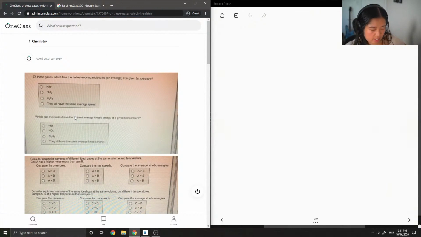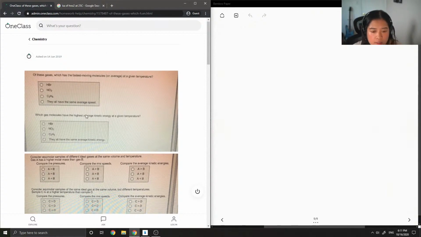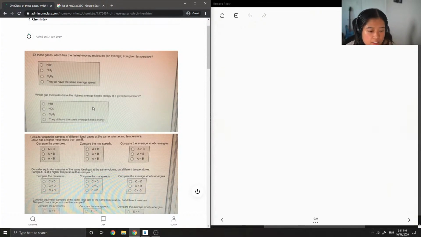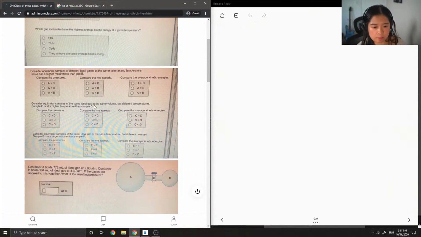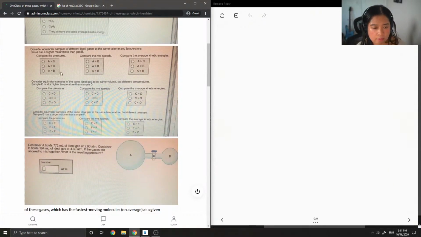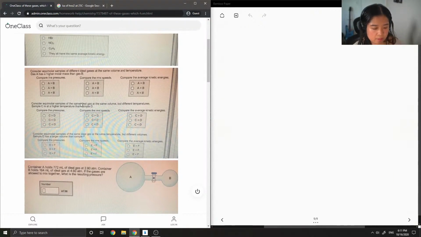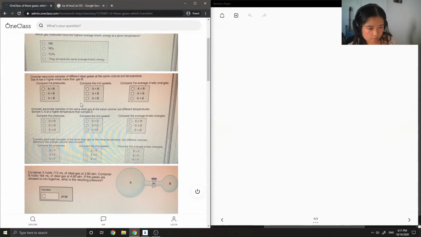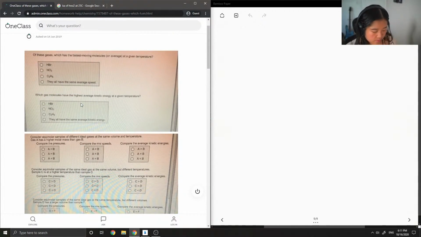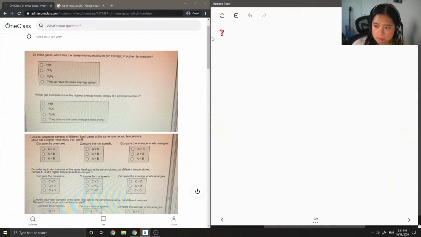So first they ask which of these gases is the fastest moving at a given temperature. They talk about kinetic energy. And then you want to look at the pressures and the speeds. So first, I'm just going to write down some of the equations that might be helpful to answer this.